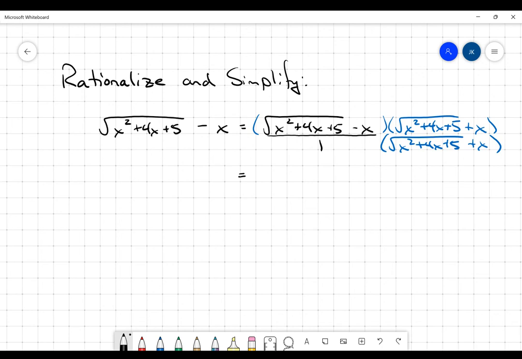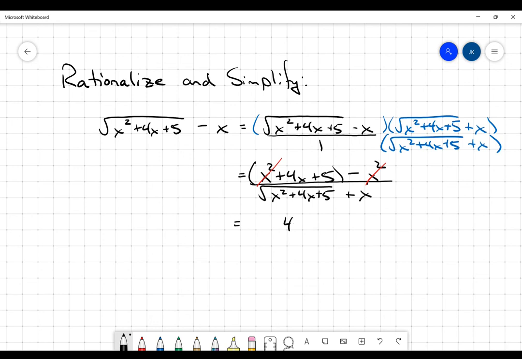When I use the binomial conjugate and do distribution here, I create a difference of squares. And so I have my first term, which is this big thing, the square root of x squared plus 4x plus 5. That's going to get squared, in which case all that happens is I lose that square root. And then I'm going to subtract x squared, because that's the second term in the binomial multiplied together. So I get that whole thing squared, which gets rid of the square root, and then I square the second term. In the denominator, I'm going to get 1 multiplied by the square root of x squared plus 4x plus 5 plus x.